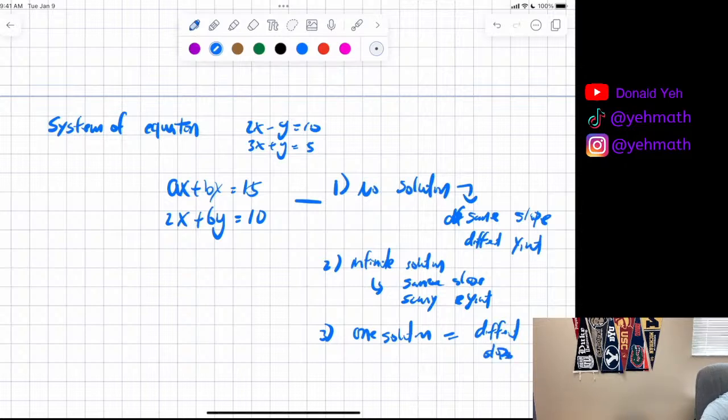I don't know what the question will be, but I know I will solve for y in standard form. Once I solve for y, I will compare the slopes. If you look at the slope and they're the same, then more likely they have infinite solutions or no solutions. If they have different y-intercepts, then that's where you have no solution. So you compare the slope.